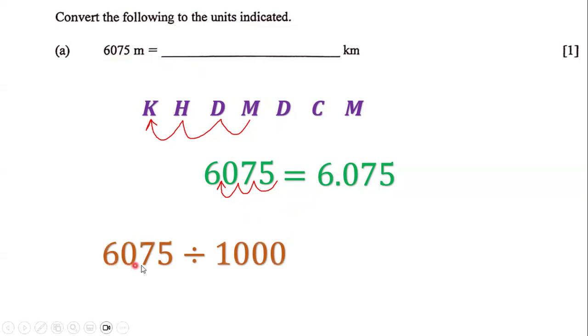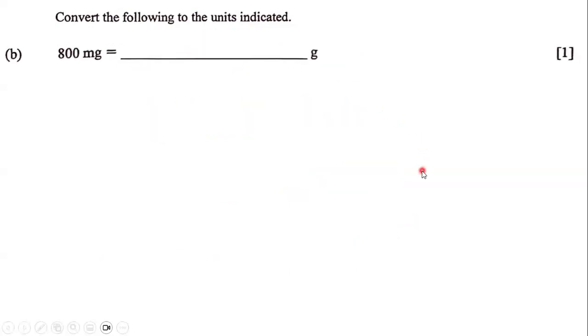To show our working, we can actually divide it. So we have 6,075 divided by 1,000. And it's 3 zeros because we move 3 times. And so that's why we have 3 zeros. And so we have 6,075 divided by 1,000, and that gives us 6.075. And so that means that our answer here is 6.075. So 6,075 meters is actually 6.075 kilometers.